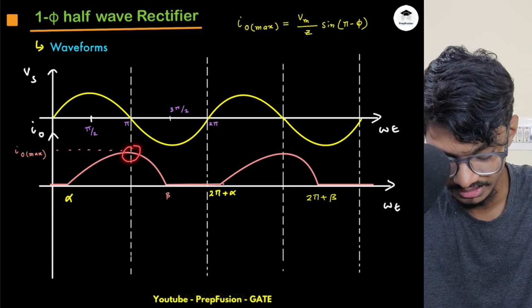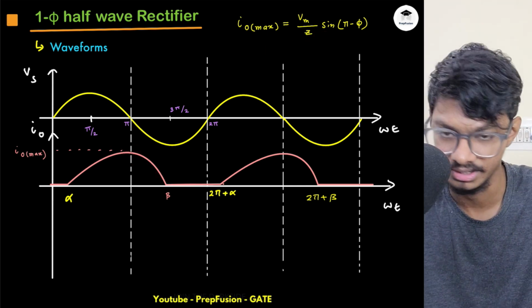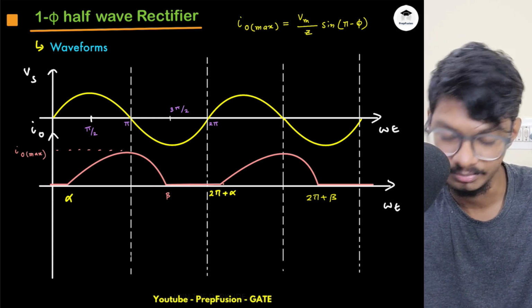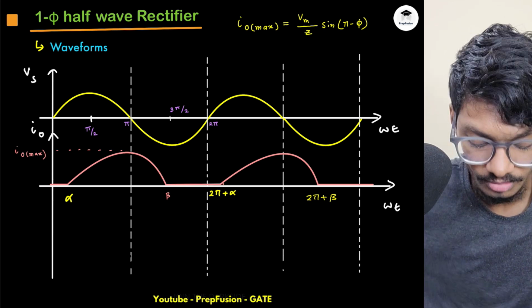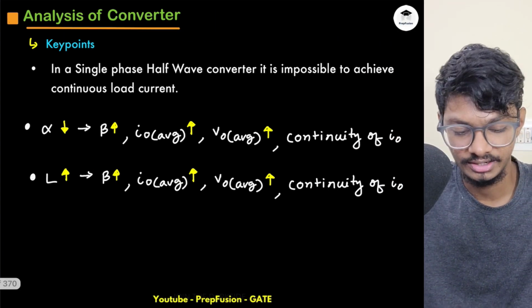So it will increase up to this maximum value at omega t equals pi, then it will decrease. At beta, the current will become 0, and at alpha also the current will be 0. So these are the current and voltage waveforms.